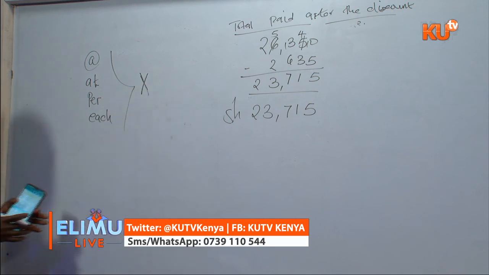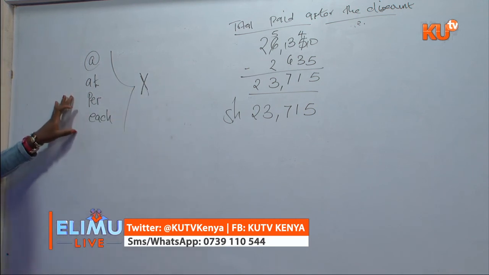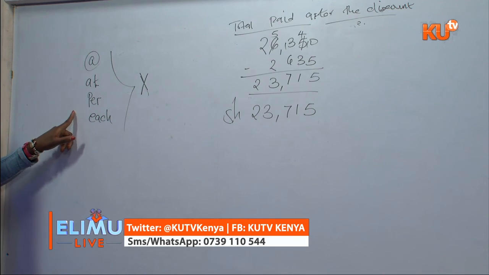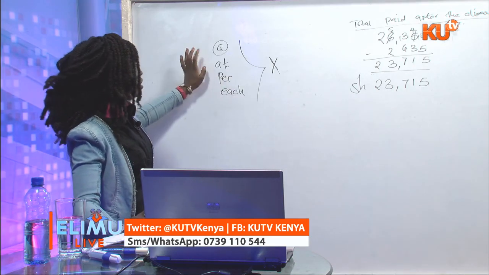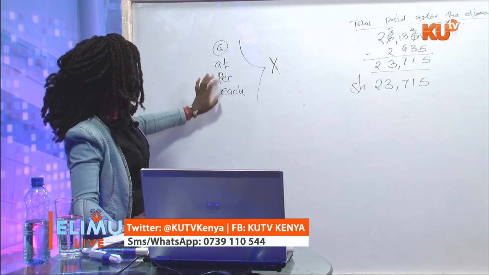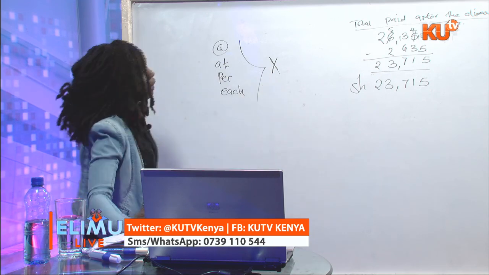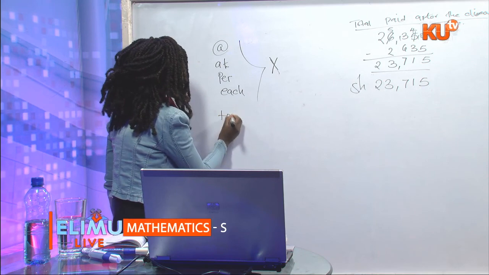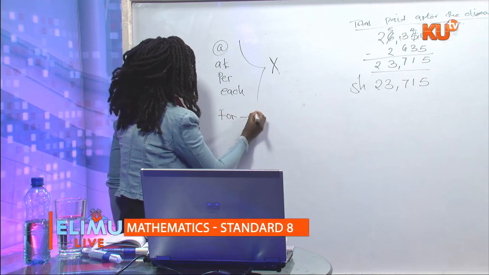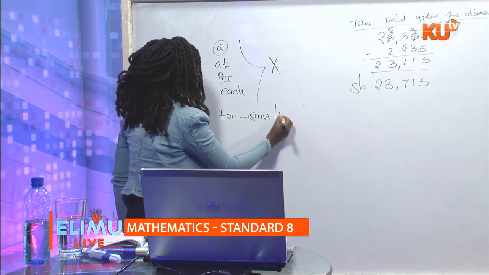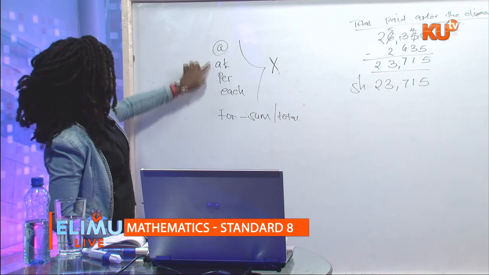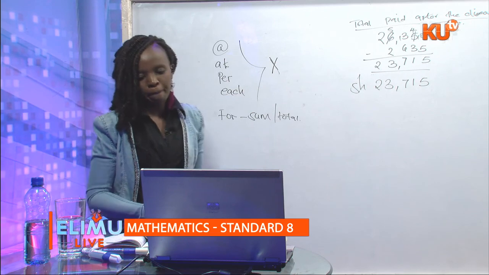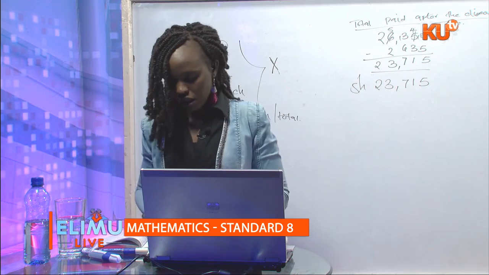So all of them means you multiply because they all show the cost of one item. So that means you take the total amount of items and you multiply. So this sign, at, per, and each, they all mean you multiply, apart from for. For will always give you the total or the sum, the total cost of the items. So for "for" you don't multiply, but for the rest you multiply.